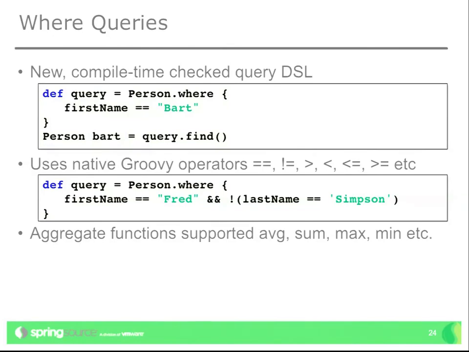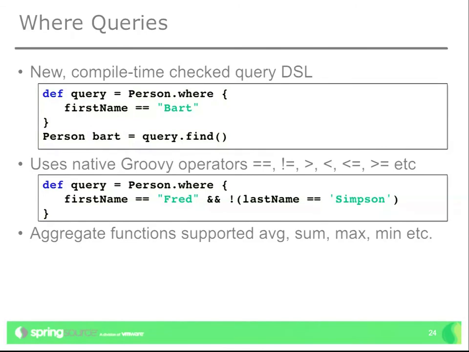Now you can use all of those things to express queries. So this second query, it looks like it's going to return all of the person objects whose first name is Fred and their last name is not Simpson. That's just a really powerful, really expressive way to express a query, I think.